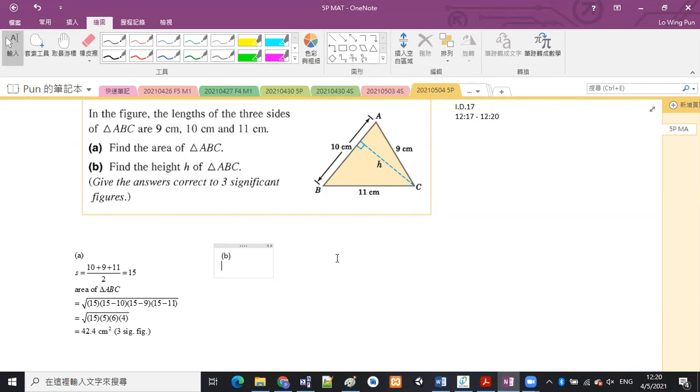So what do we do? Let me teach you something. So can you do it again? Can you do this again? Use the calculator. Square root of 15 times 5 times 6 times 4. Can you get 42.426 or something? So I'm going to teach you how to save this number into the memory of your calculator.